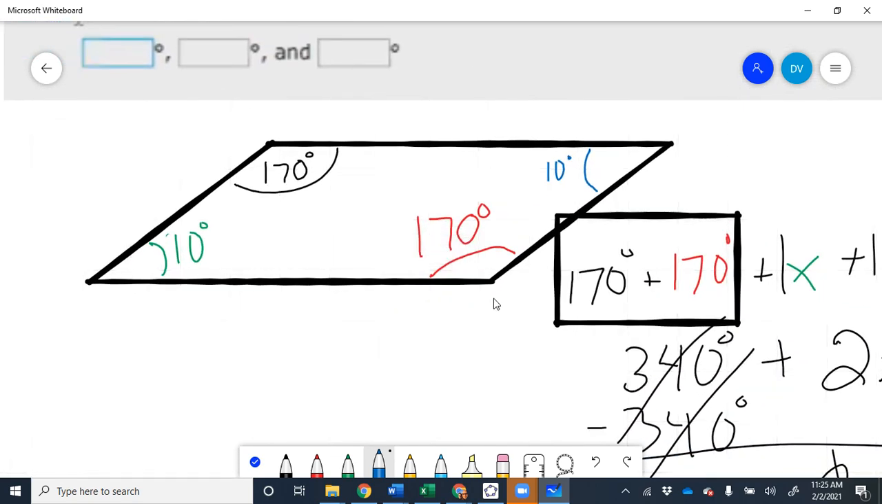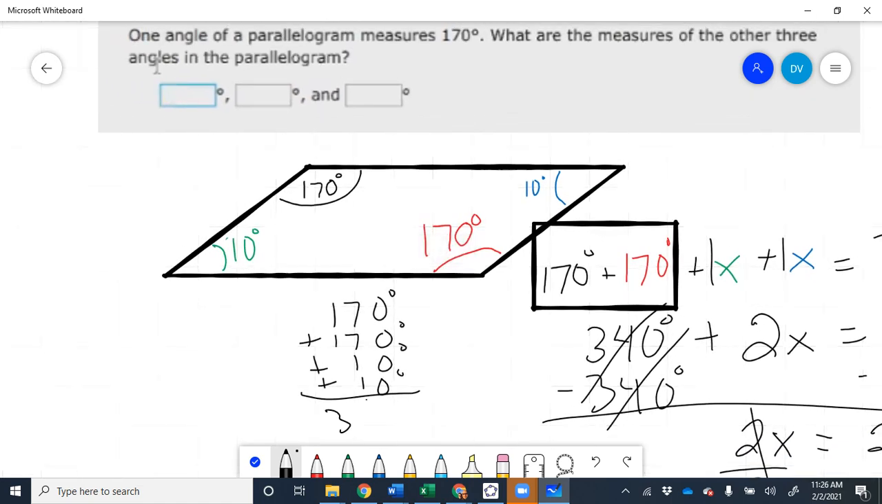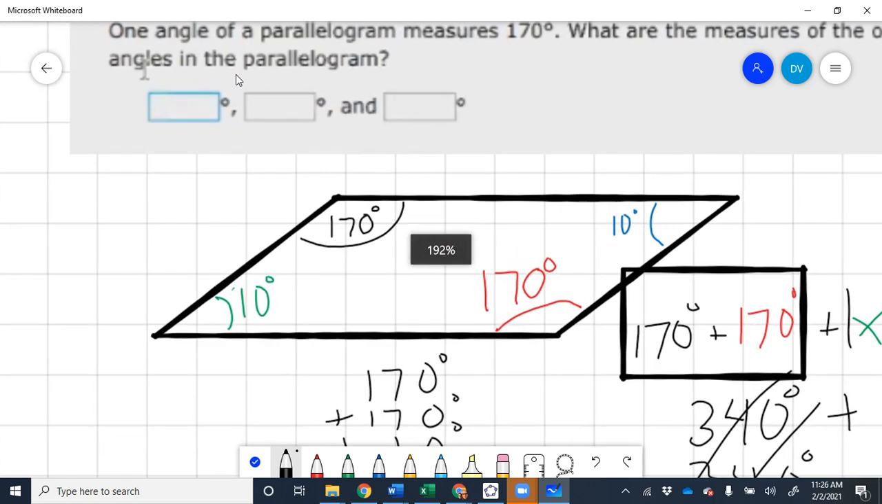We just have to put our answers in. And if you think about it, if you add these four up, you'll get 360 degrees. Okay, I'll write that down. If you add up the four things that I have here, 170 plus 170 plus 10 degrees plus 10 degrees, you're going to get 360. Okay, if you add those all up, which we should.